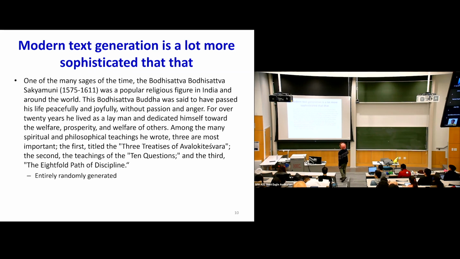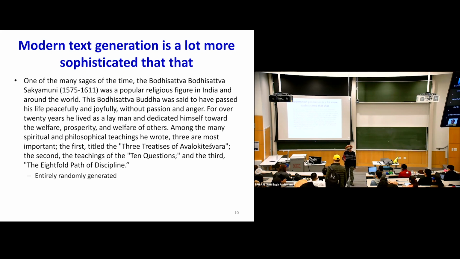Among the many spiritual and philosophical teachings he wrote, 3 are most important. The first, titled The Three Treatises of Avalokiteshvara. The second, The Teachings of the 10 Questions. And the third, The Eightfold Path of Discipline. So it sounds perfect. This is completely plausible. If I gave this text to you, you would believe that it was authentic. It was just blindly generated by a neural network.